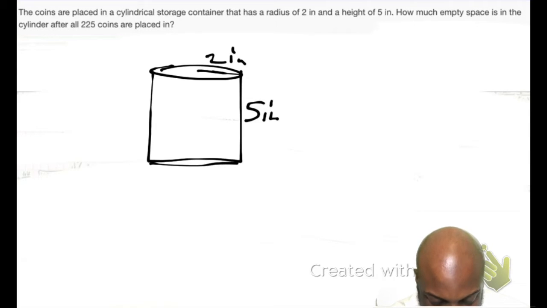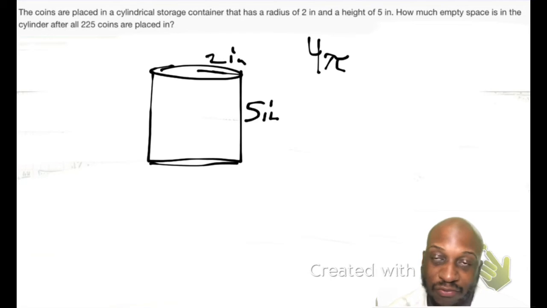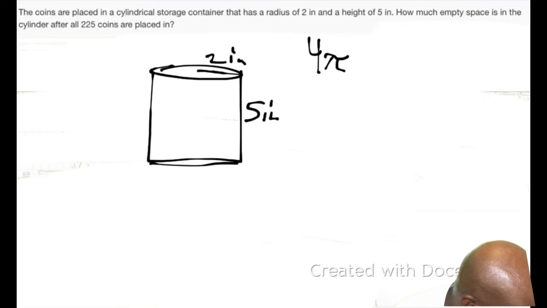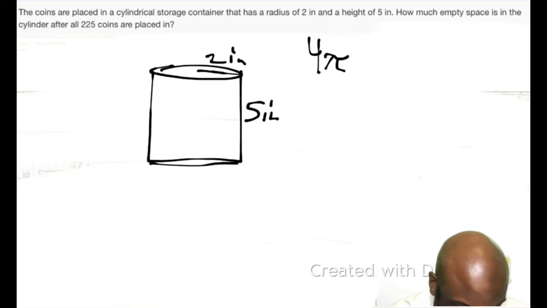Let's go ahead and calculate this volume right here. We have to do the area, which is pi r squared, so 4 times pi, because the radius is 2. And for pi, like I said, I'm just using 3.14, not the full-fledged pi. That's 12.56, multiply that by 5.